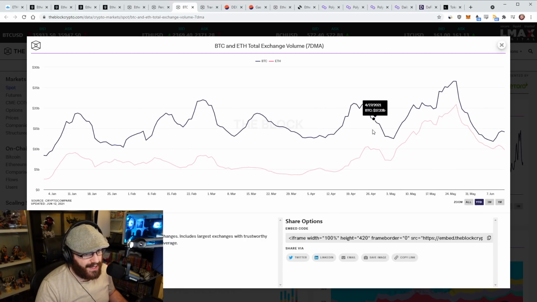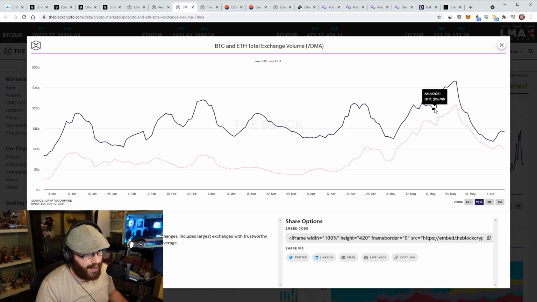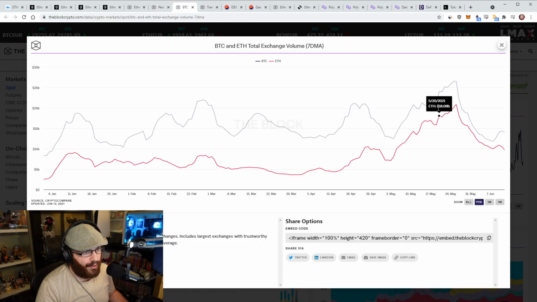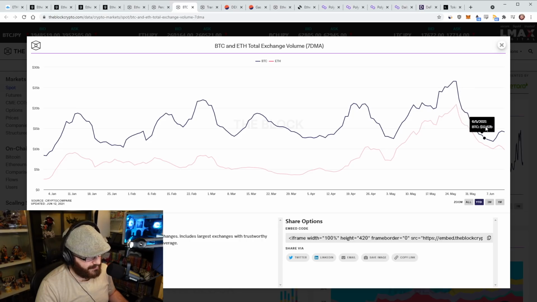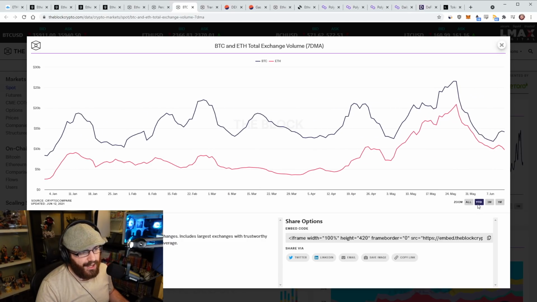Then as April and May came along, the gap closed considerably, and it closed a lot around here during May, where BTC had $20 billion of volume, ETH had 18 billion, and it kept closing. And here it was 20 and 22 billion. It's kept up there, but lately it's been diverging again. But generally, the trend has been that ETH has been catching up, which I think is a very, very good trend, because it means ETH is probably less exposed to BTC's price movements.